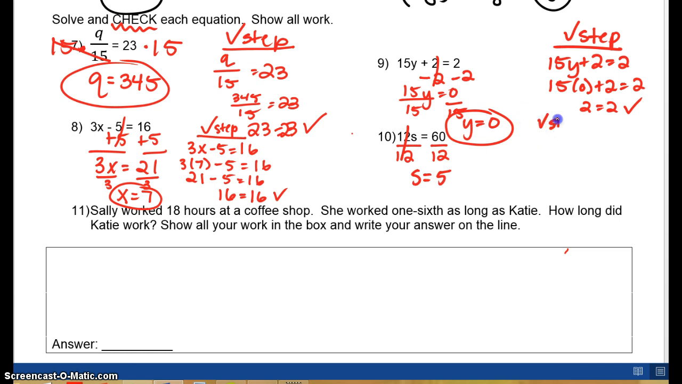Now again, we have to do our check step. Rewrite our original problem, 12s equaling 60. Then plug in what we found our s to be, which is 5. So 12 times 5 equals 60. And 60 equals 60.